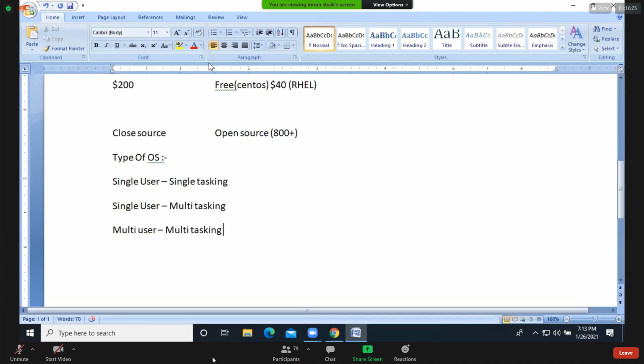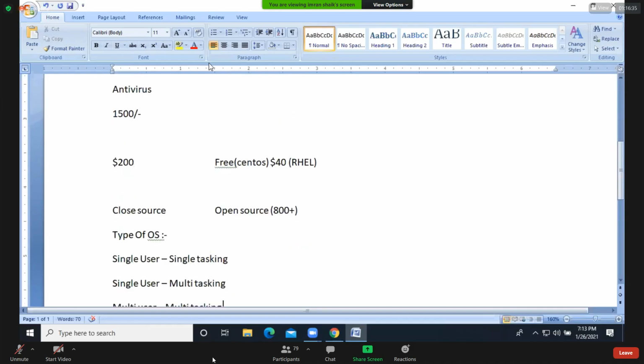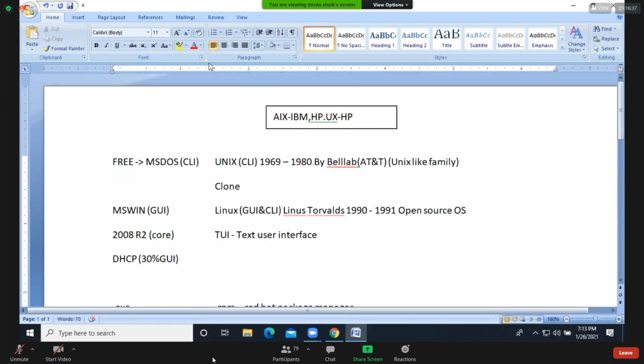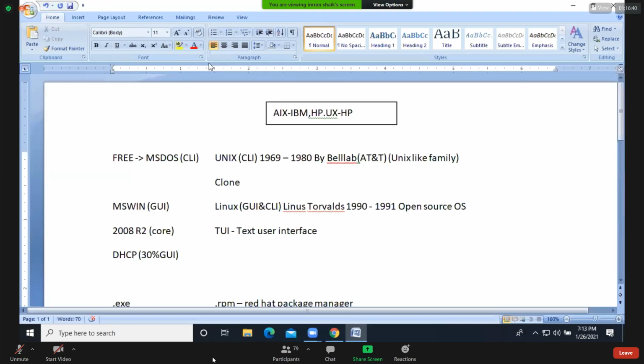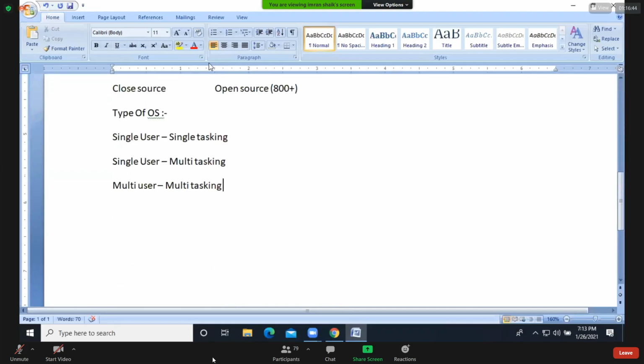So coming to single user, single tasking, which one is the best example operating system? So already we discussed some operating systems before. DOS, Windows, Unix, Linux. So which one is the best operating system for single user, single tasking? Microsoft DOS, Microsoft Disk Operating System, MS-DOS. It doesn't have any user concept.